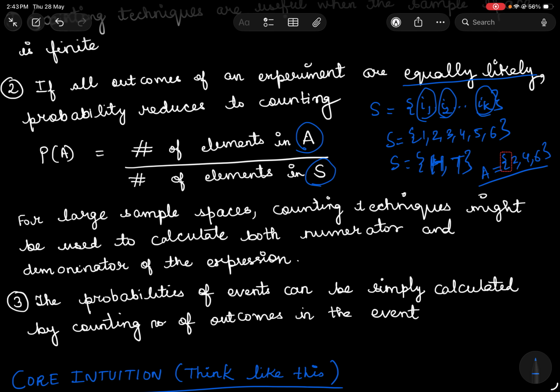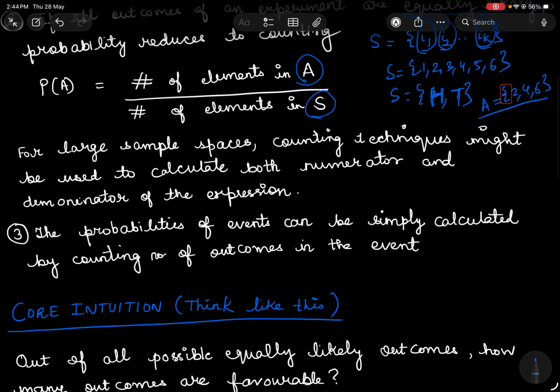If you have a sample space which has a lot of elements, it's not physically possible and honestly, it's very unnecessary to write down each possible outcome, right? So we just want to count what are the different outcomes that are possible, and on the top is the number of outcomes which actually interest us, and you divide the two, and that gives us the probability of that event. And I've added a side note here that for large sample spaces, the counting techniques might be used to calculate both the numerator and the denominator of the expression.